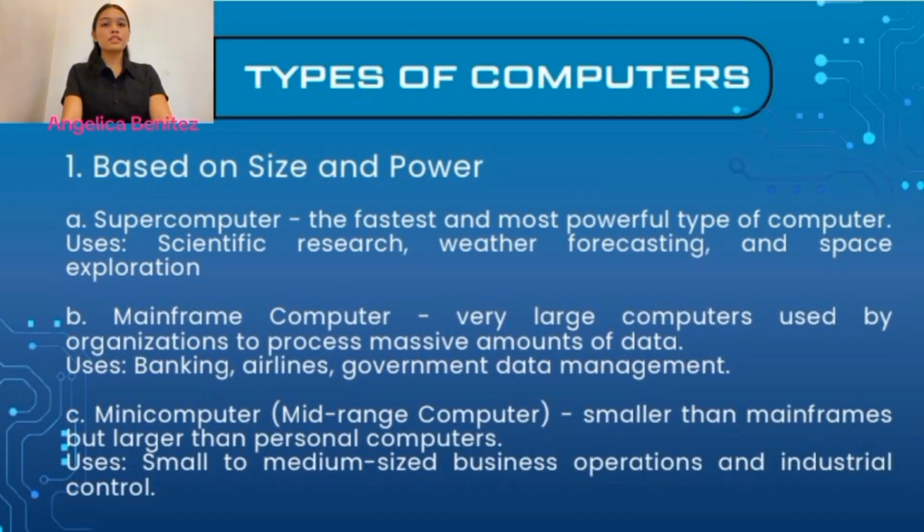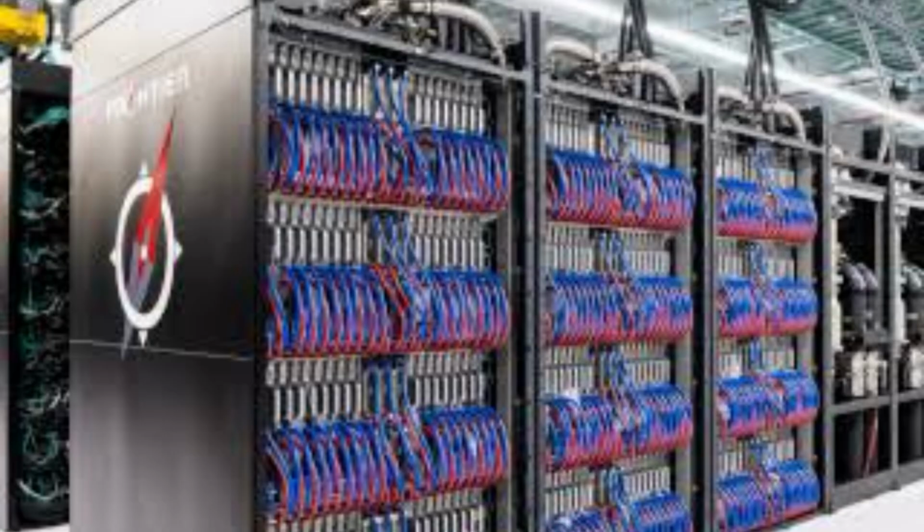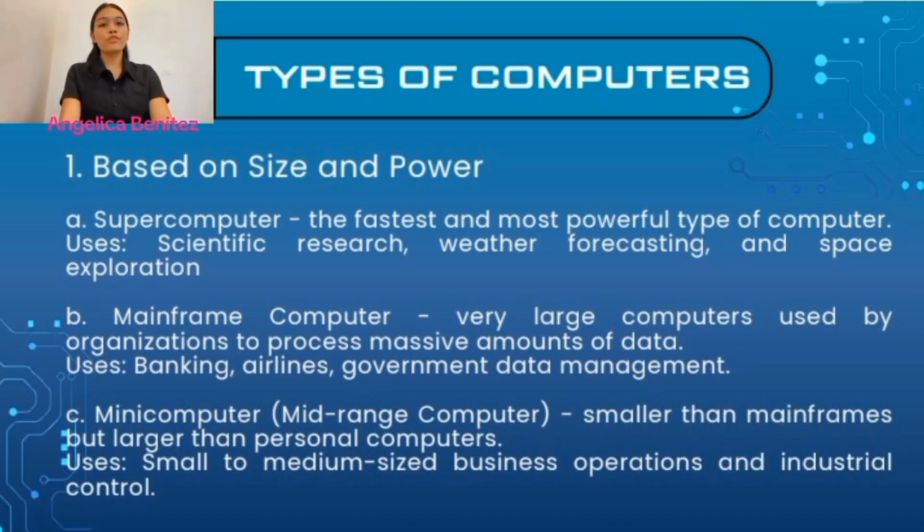And now let's talk about the types of computer. First is based on size and power. And there are 5 kinds of size and power. First is a supercomputer, the fastest and most powerful type of computer. The uses are scientific research, weather forecasting, and space exploration.